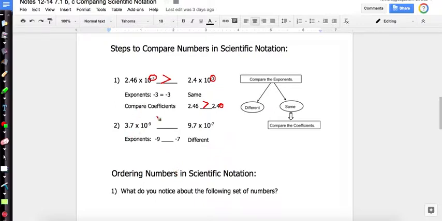Okay, example number 2. Circle the exponents. And we notice they're both different, so we have to look no further. How does -9 compare to -7? Now remember, they're both negative, so it's less than because -9 is farther away from 0. So that makes this scientific notation less than, and notice less than points to the left.